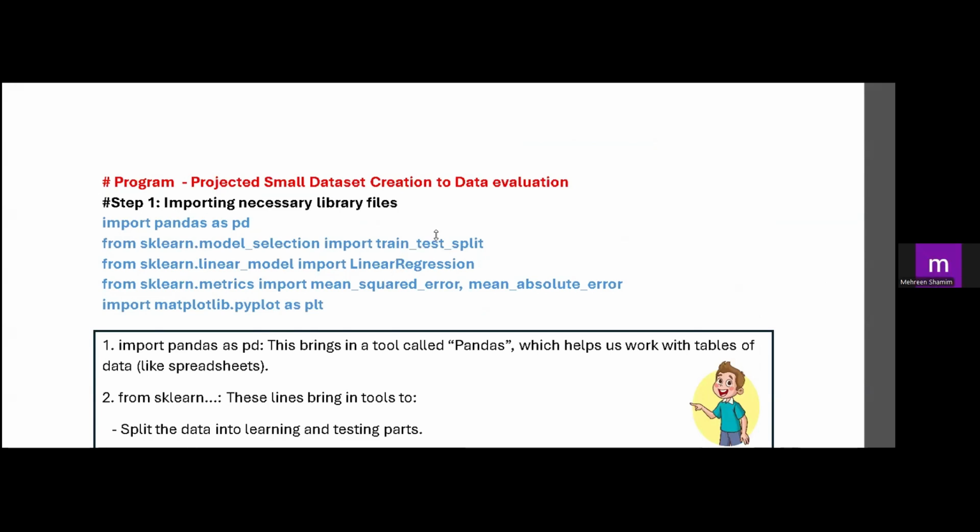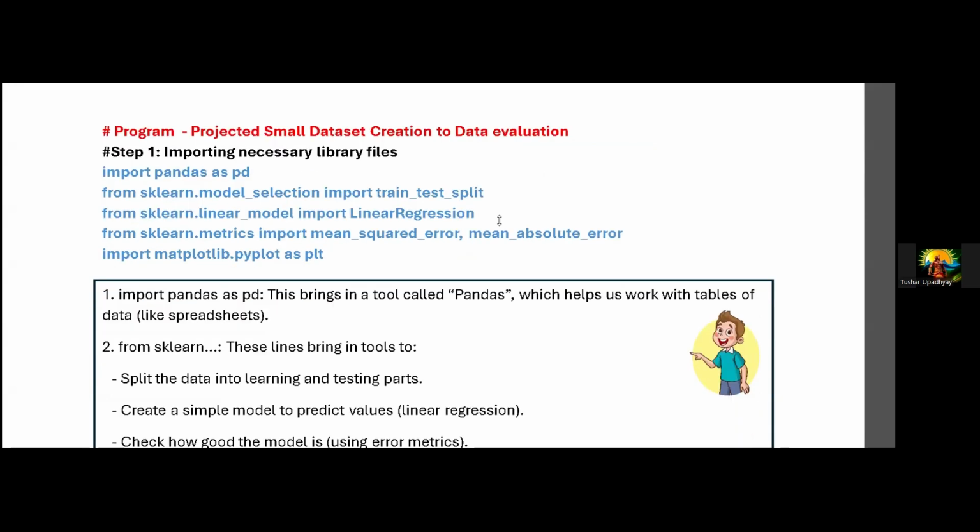All right. So here we have a Python program. We have a project with a small data set, from creation to data evaluation. So we'll go step by step with simple explanation. As usual, before we start off, we have to import the necessary library files. We have pandas, and then we have the sklearn model selection, linear model, and mean squared error and mean absolute error. And of course, we also want a chart to be plotted in the end. So here we have imported the necessary library files.